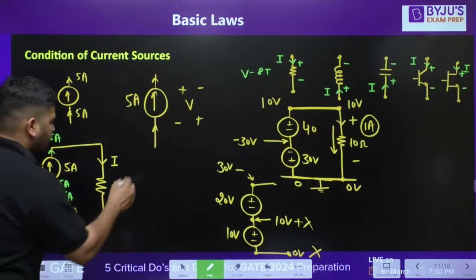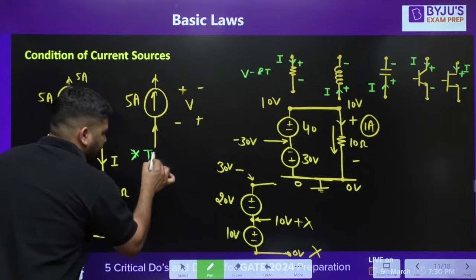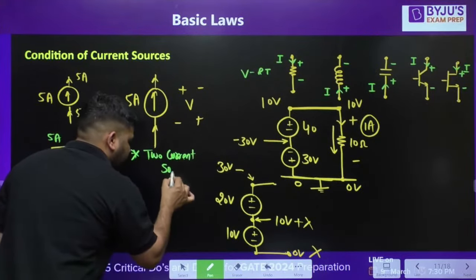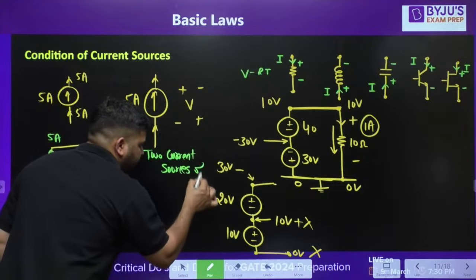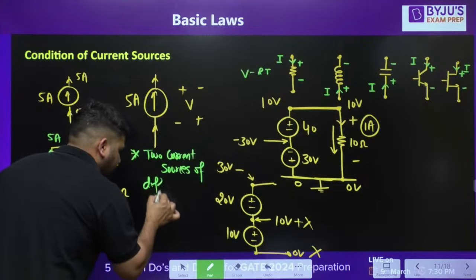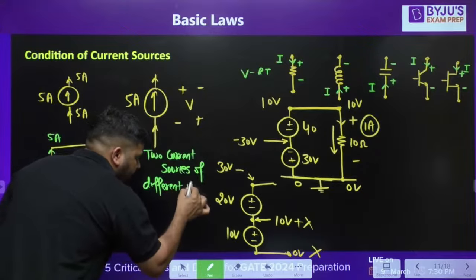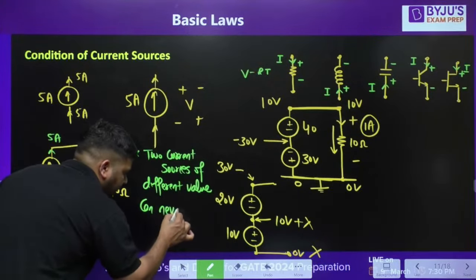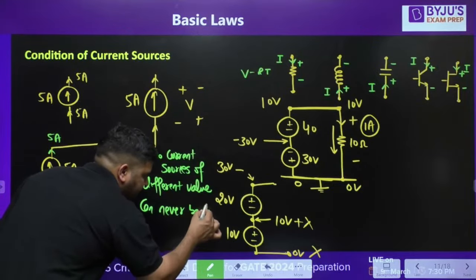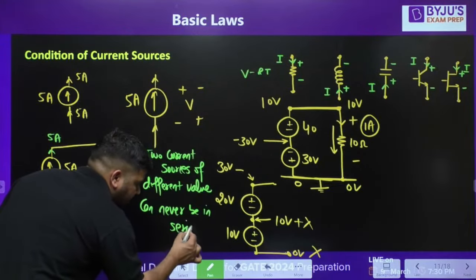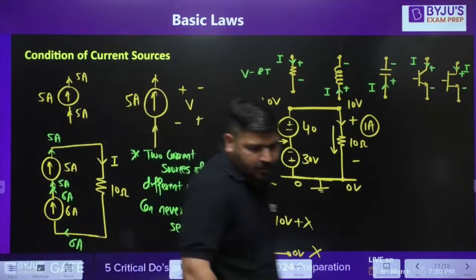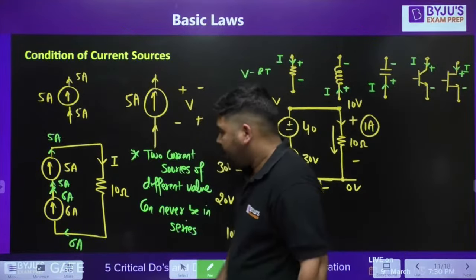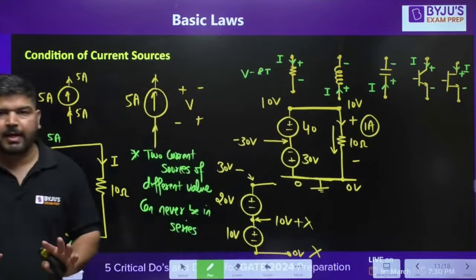Okay, two current sources of different value can never be in series. I hope it is clear. But if they have the same value, then it is possible.